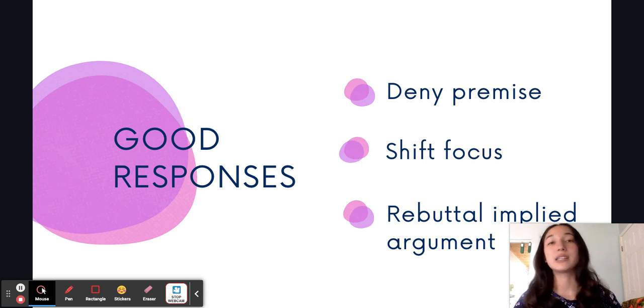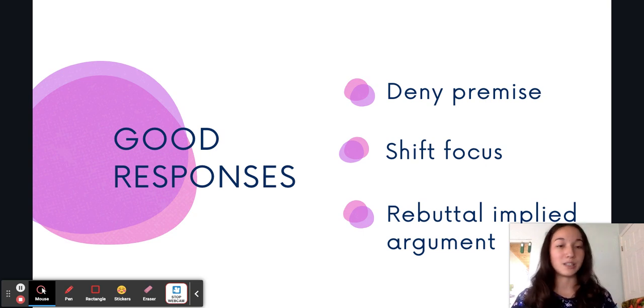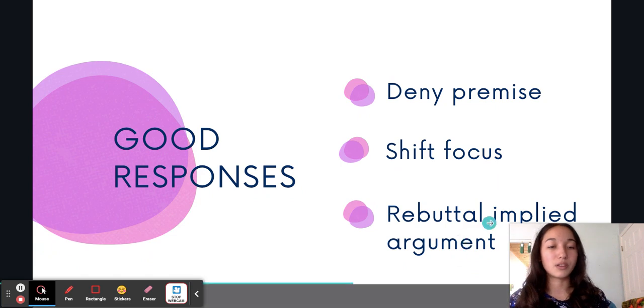First of all, you could deny the premise of the POI entirely. You could also shift the focus away from the POI to another topic that benefits you. Thirdly, you could rebut the argument that your opponents are implying.